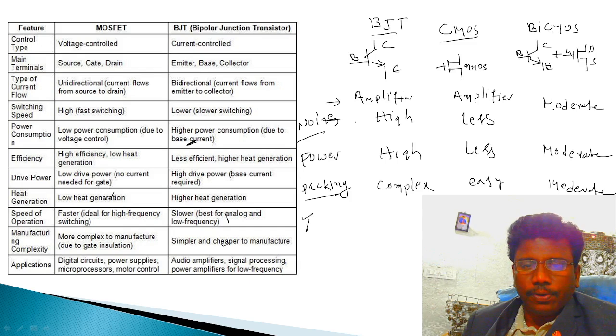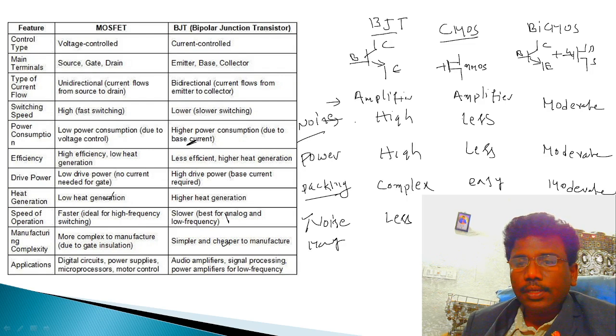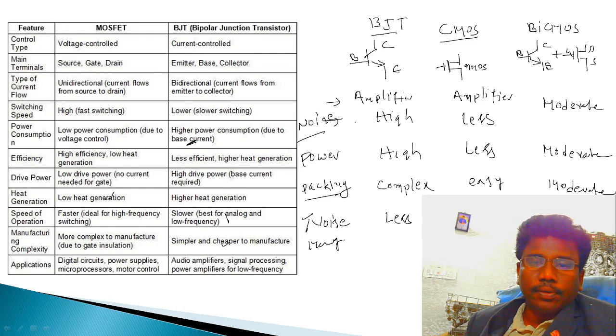Even if we go for noise margin, one more comparison, the noise margin is less here. Here the noise margin is high, and here it is moderate. Noise is high, but noise margin is less. So these are the main differences compared between bipolar transistor, CMOS and BiCMOS transistors.